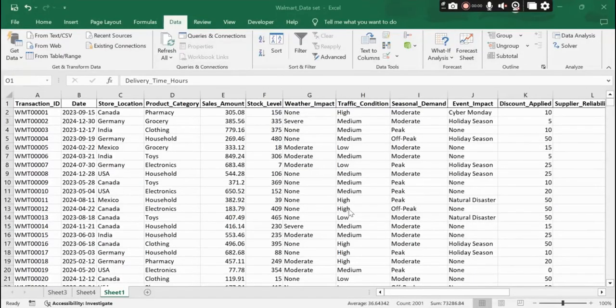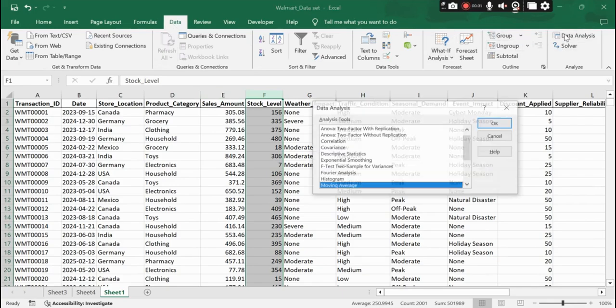In this video, we are going to find out how we can do data analytics using descriptive statistics. In this given data sheet, we will find the descriptive analytics for the sales amount, the stock level, and the delivery time. Basically, we are finding the descriptive statistics, that is mean, median, mode, and standard deviation, through the data analysis option, and then descriptive statistics.